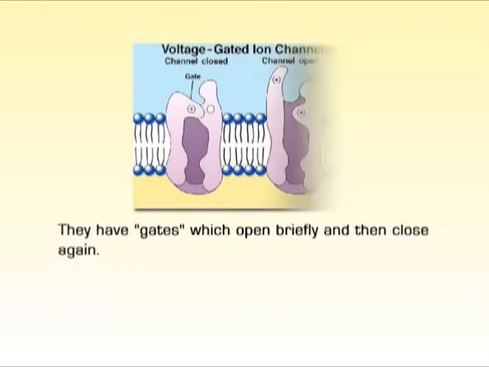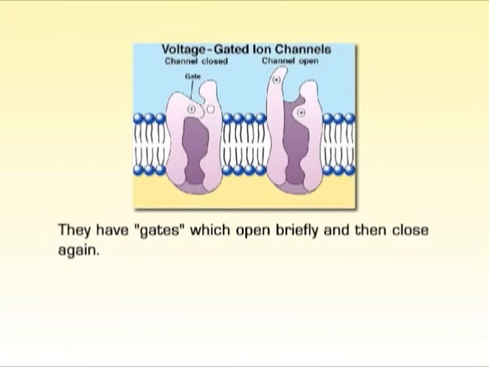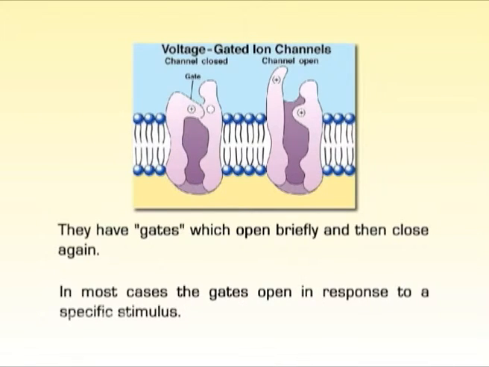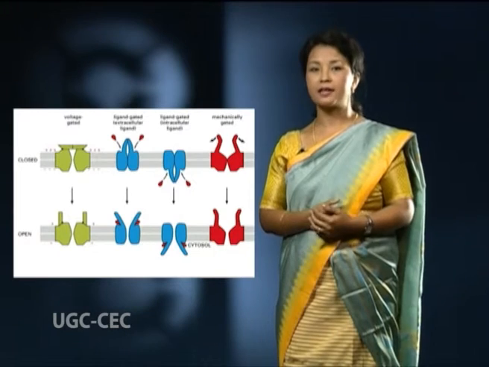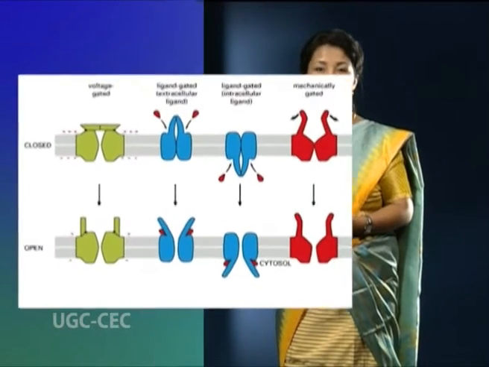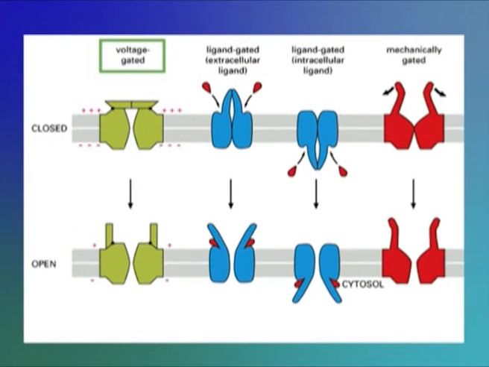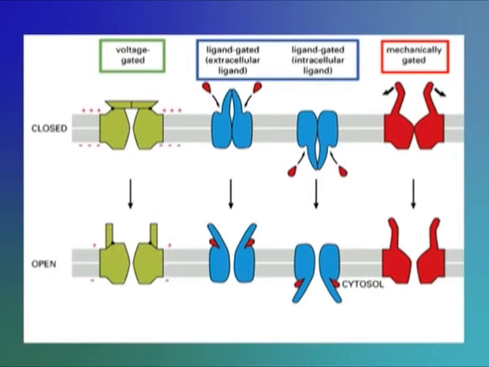Ion channels are not continuously open. Instead, they have gates which open briefly and then close again. In most cases, the gates open in response to a specific stimulus. As shown in this accompanying diagram, you can see that ion channels can be classified into voltage-gated channels, mechanically gated channels, or ligand-gated channels depending on the nature of stimuli.